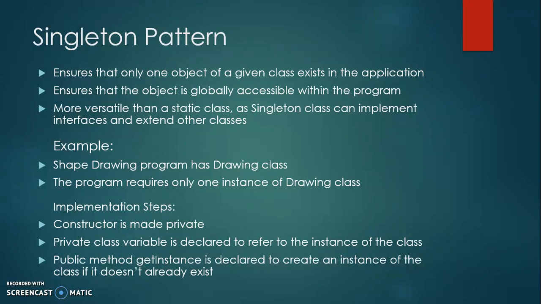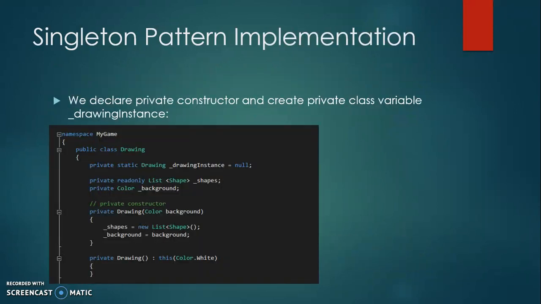So how would we implement this type of logic? First of all, our constructor is made private. So we can't create an instantiation of the class from any other class. We have a private constructor. And we also have a private class variable that is declared, so we can refer to that one instance of the class. And we have a public method, getInstance, that creates one instance of the class if it doesn't already exist.